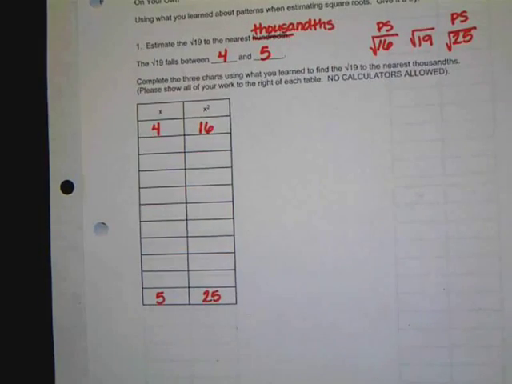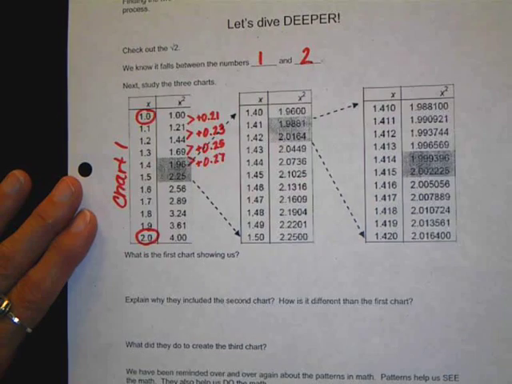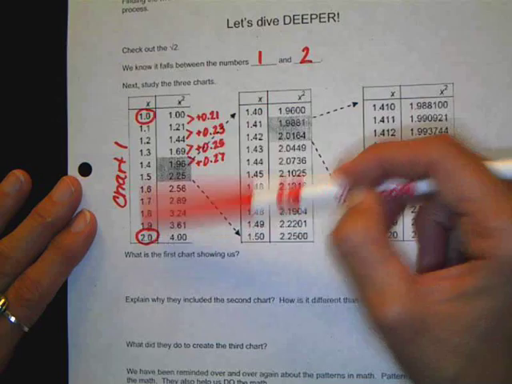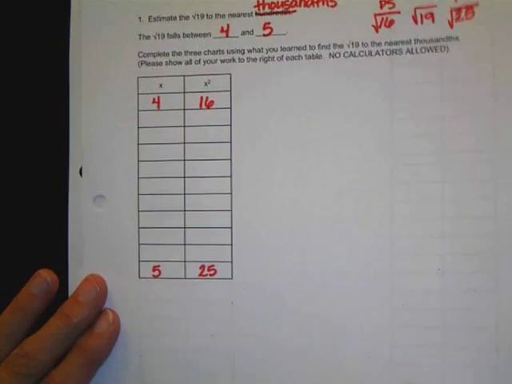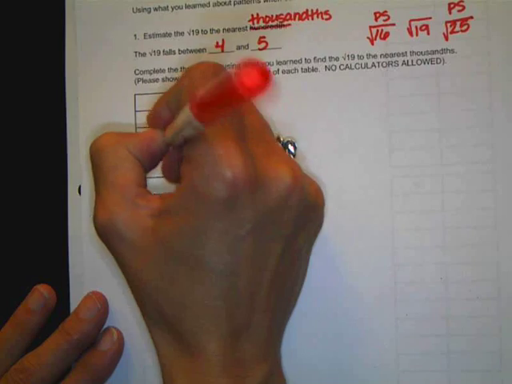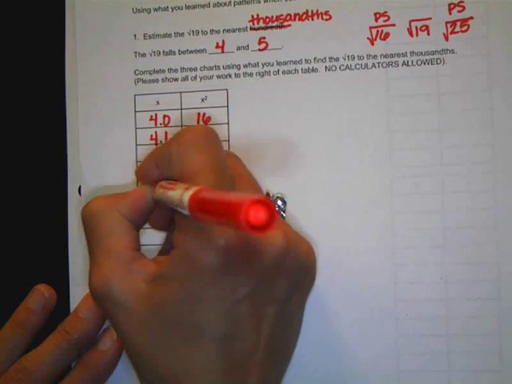And if we look back to what this anonymous person did, how did they fill out the rest of Chart 1? They added the tenths to it. So instead of 4, we had 4.0. Then we had 4.1. This is the test to see if Mrs. McCabe made the table big enough.